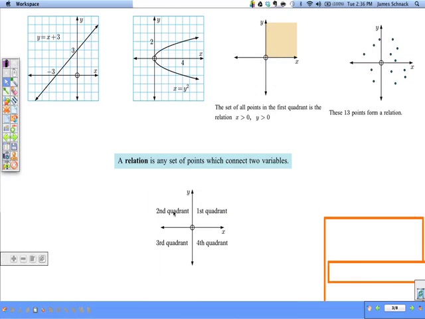A lot of times we talk about relations on the Cartesian coordinate system, xy ordered pairs, and the Cartesian coordinate system has 4 quadrants, starting at the top right and going anti-clockwise, or what most of us call counterclockwise.